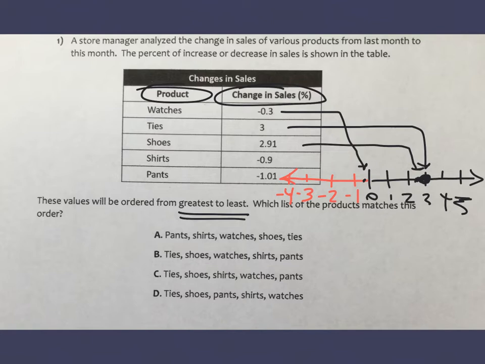-0.9. That's almost -1 whole, but not quite. So it would go about right here. And then -1.01. More than -1, but not by much. It's more negative, but not by much. And so it goes right there.